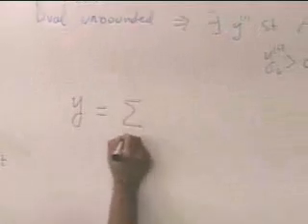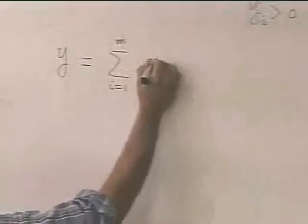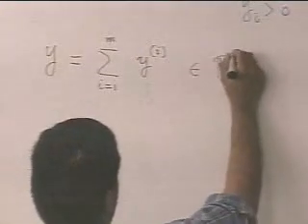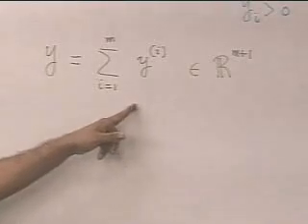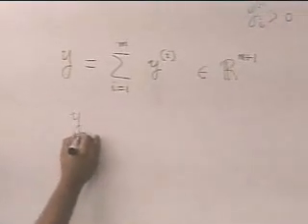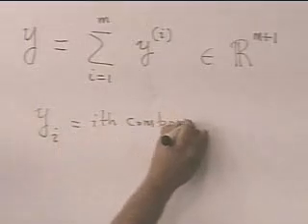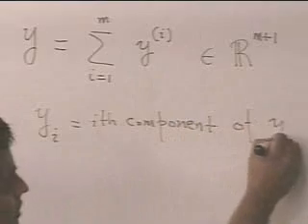Now I'm creating a composite vector from this. I'm going to create a vector y which just sums up all of these vectors, i going from 1 through m, of y superscript i. So this vector belongs to R^(m+1). It's an m plus 1 dimensional vector because each of these y^i's were m plus 1 dimensional vectors. All right? Now let's look at the ith component of this vector. y sub i, this means the ith component of y. What can you say about that?